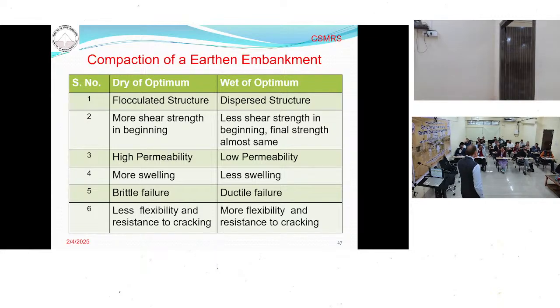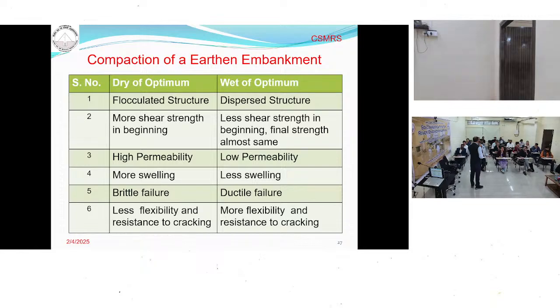Depending upon that, we talk about the dry side of the optimum and the wet side of the optimum. So there is a big difference in the soil structure. On the dry side, the soil structure is flocculated, and on the wet side, it is a dispersed structure. Flocculated means the soil particles are sometimes not parallel, like this one particle is here, the other particle is like this one. So they have big voids.